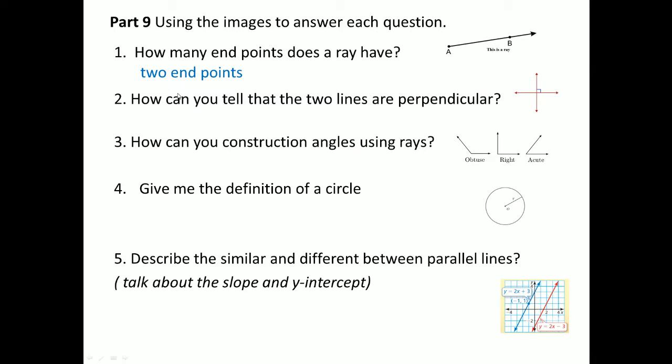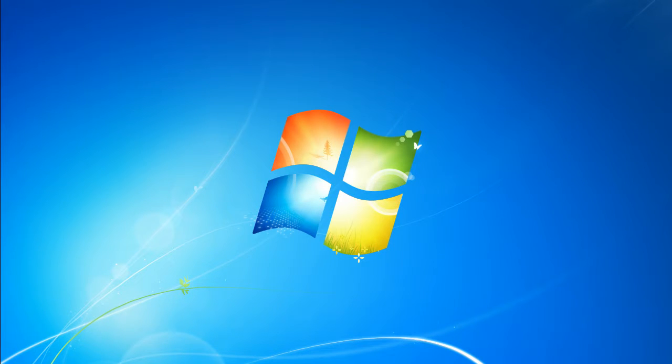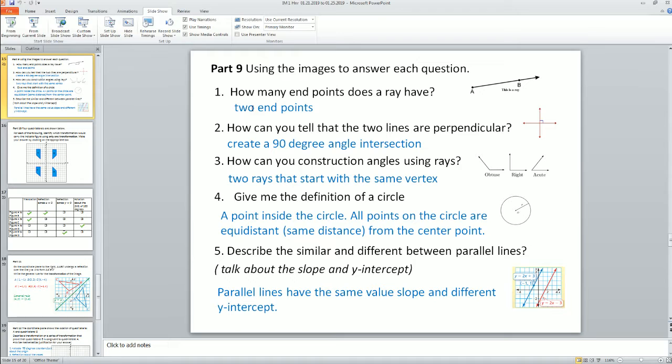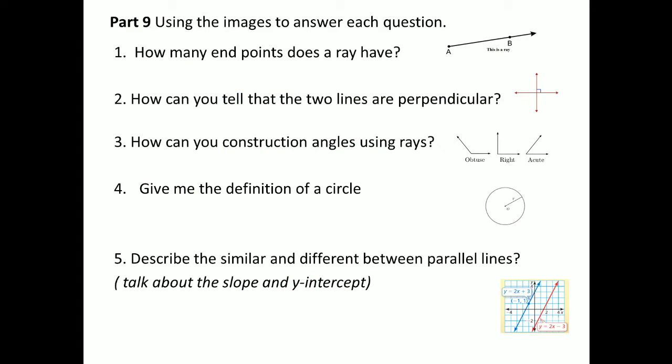One endpoint. Sorry about this. One. Hold on. Right? It should be one. Okay, one endpoint. How can you tell that two lines are perpendicular? It intersects here and creates a 90-degree angle at the intersection right there.